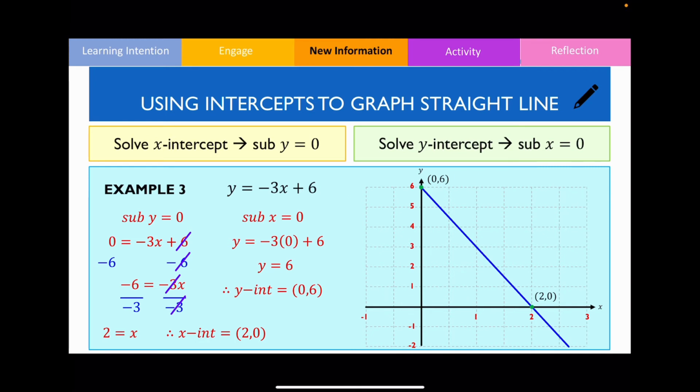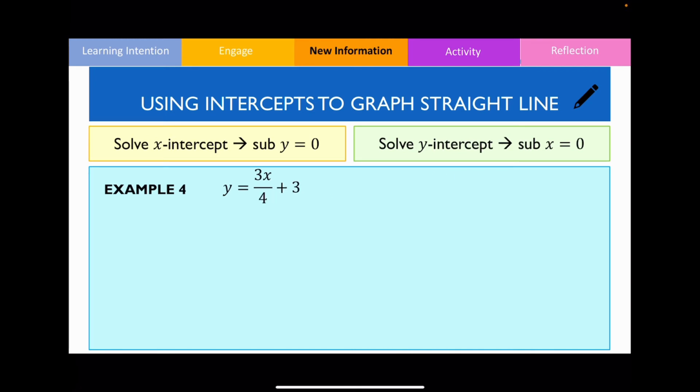Let's go through another example. So in the equation y is equal to 3x over 4 plus 3, let's find out what is the x-intercept. So we do this by substituting y is equal to 0. So therefore, by substituting y equals to 0, this is what our equation would look like. Let's move the 3 constant over to the left-hand side. So we'll undo it by subtracting both sides by 3. So that would cancel this over here. This is what our equation would now look like.